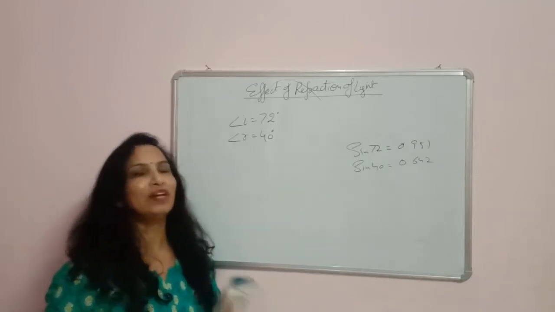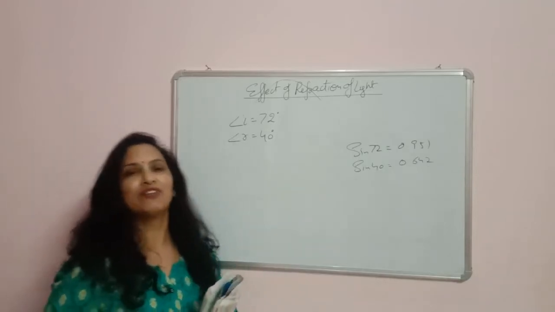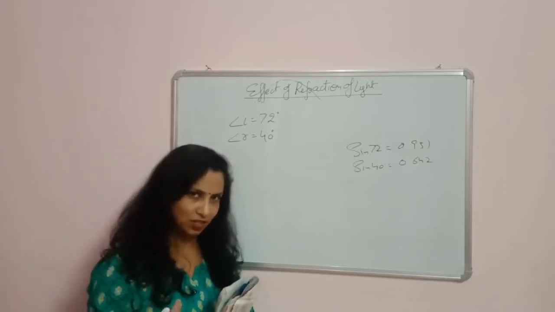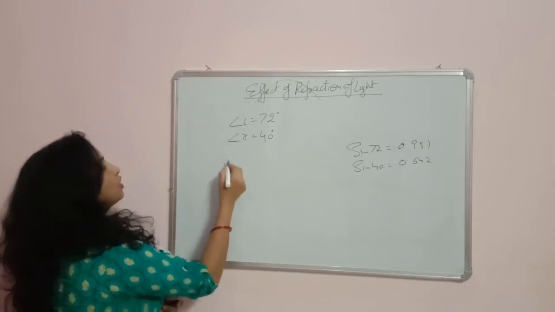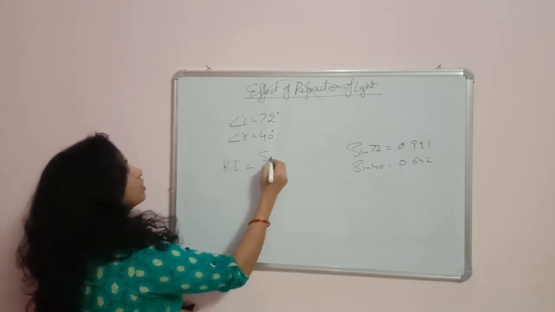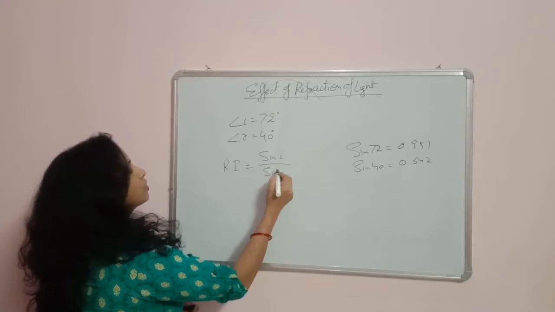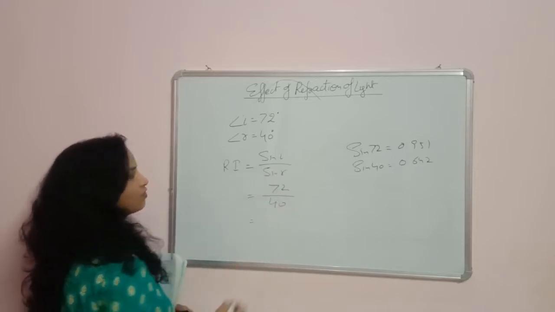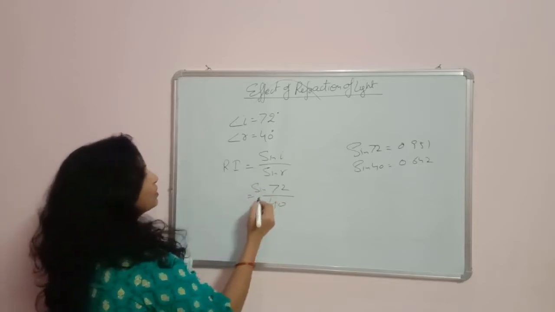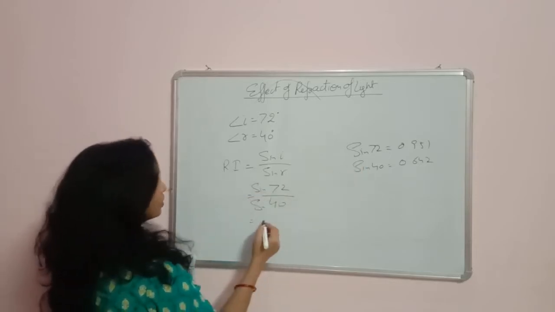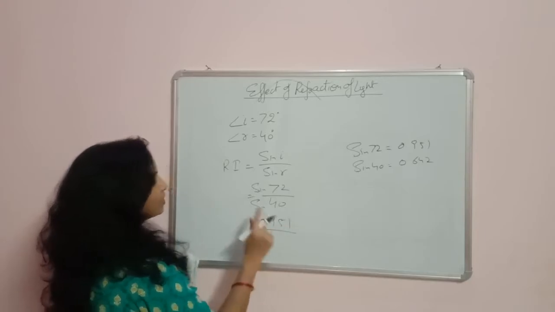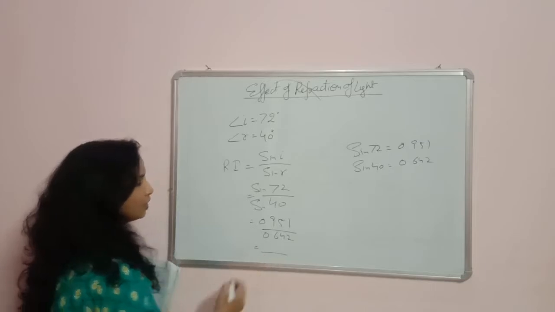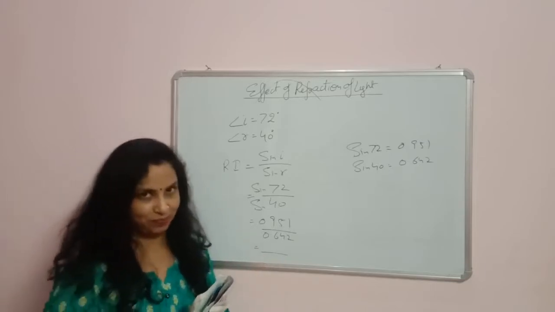So calculate the refractive index of the substance. I explained to you that refractive index is the ratio of the sine of angle of incidence to the sine of angle of refraction. So the refractive index of the medium is sin i upon sin r. What is the value? It will be sin 72 upon sin 40. And sin 72 is 0.951 and sin 42 is 0.642. So by calculating, you can find the refractive index of the medium.